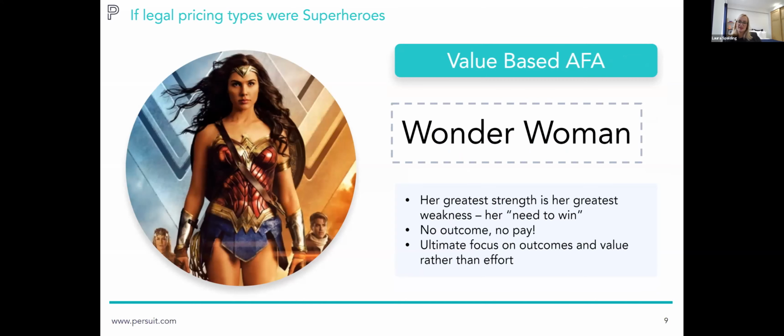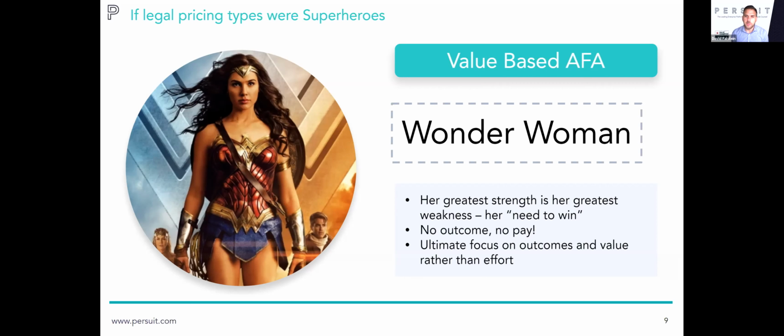Value-based. Favorite one, right, Laura? Yes, this is my favorite one. So this is where you tie the fee to a particular outcome in the matter, or you might tie it to a series of outcomes. So say that you want your law firm to settle a case early, you might be willing to pay more than what the price per activity would be up to a certain point. So you're incentivizing your firms to hit particular outcomes, and that's why it's a value-driven AFA.